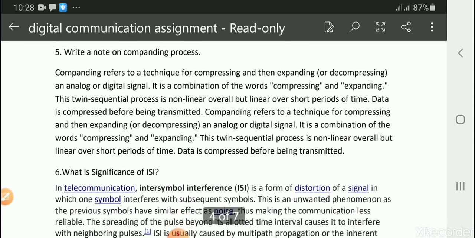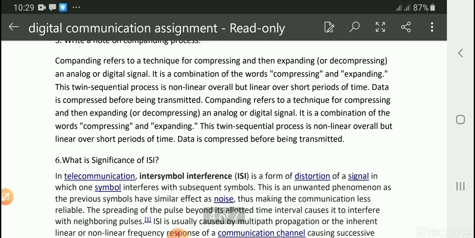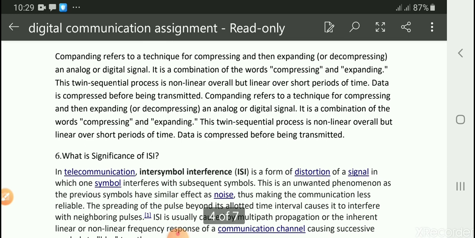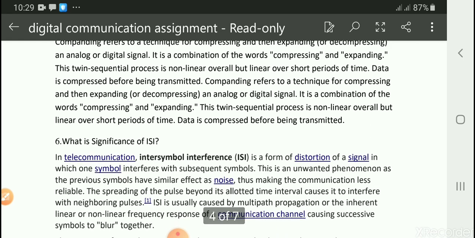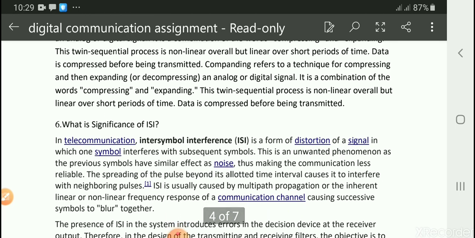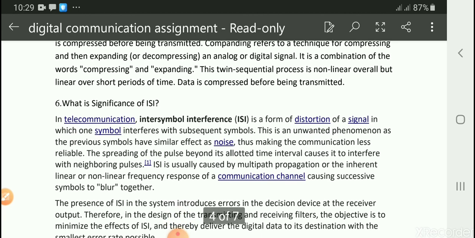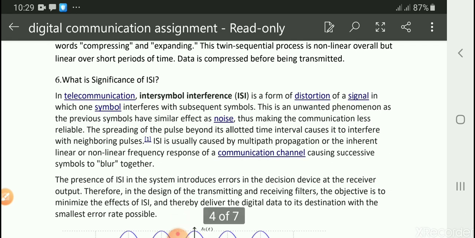Write a note on companding process. Companding refers to a technique for compressing and then expanding or decompressing an analog or digital signal. It is a combination of the words compressing and expanding. This twin sequential process is non-linear overall but linear over short periods of time. Data is compressed before being transmitted.